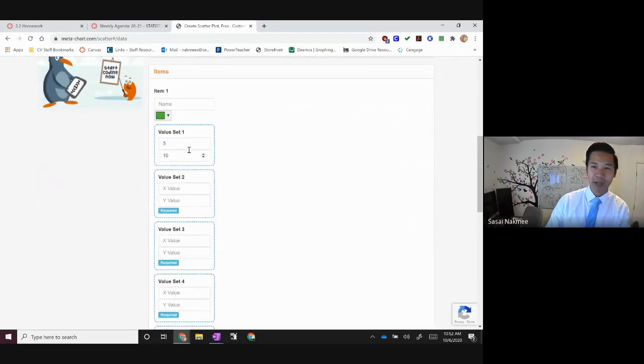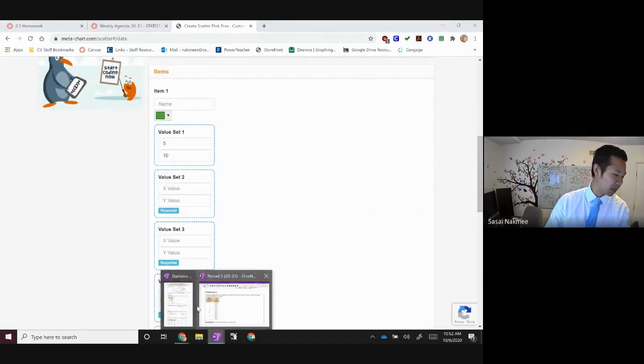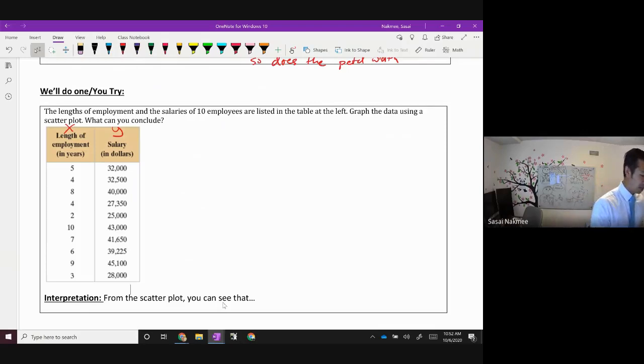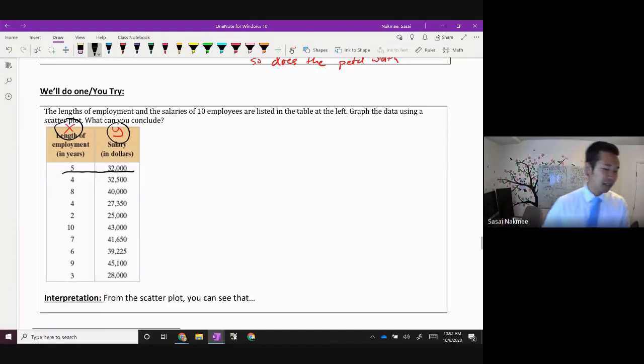all the ordered pairs right here. And what I mean by ordered pairs is this guy right here. See this right here? This is considered an ordered pair. The first number would be 5. That's my X value. And the second number would be 32,000. That'd be my Y value. Oh my gosh, I think I just realized what I was doing wrong this whole time.